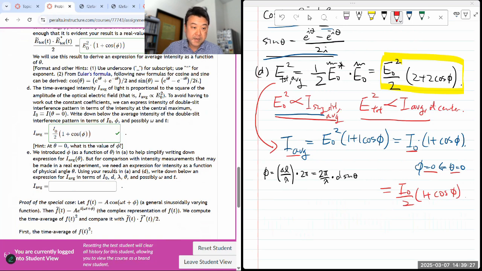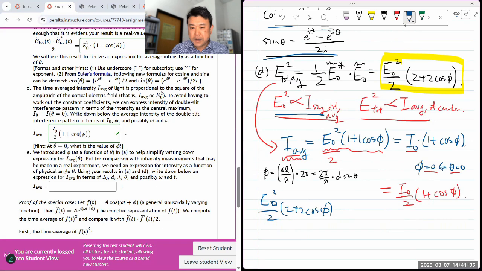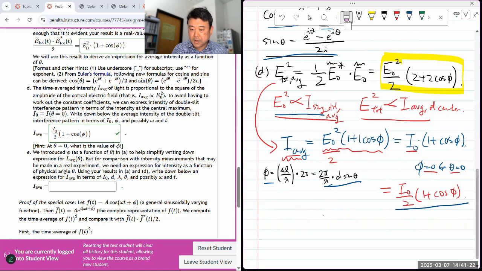Using your results in A and D, write down below an expression for I-average in terms of, so I guess I was already doing it partly. I think all I need to do is really plug in this expression for phi here. I think that's all I need. To the expression that we had before, I don't really need to rewrite it this way. So let's just do it this way here. So I'm going to imagine plugging this phi into here.